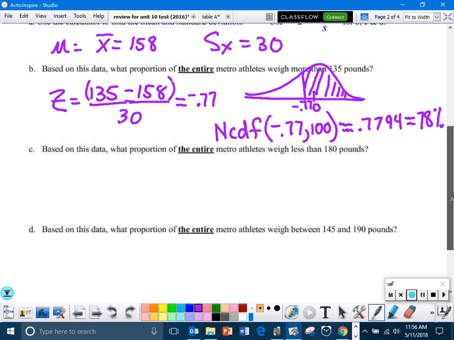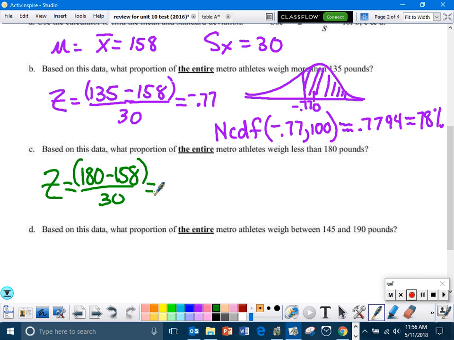All right, next one. How about weigh less than 180? So we're going to go z equals 180 minus 158 divided by 30. That's going to give us a z-score of positive 0.73. That's right about here. Now, weigh less, so I'm going to shade to the left. They weigh less.